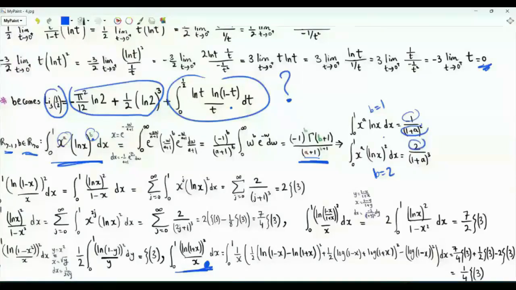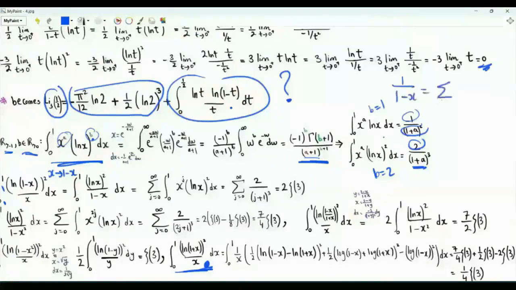Gamma of 3 is 2. Downstairs we get the cube of 1 plus a. What is the integral from 0 to 1 of ln(1 minus x) squared over x? Change x to 1 minus x. We get the integral for x from 0 to 1 of ln x squared over 1 minus x. X is between 0 and 1.